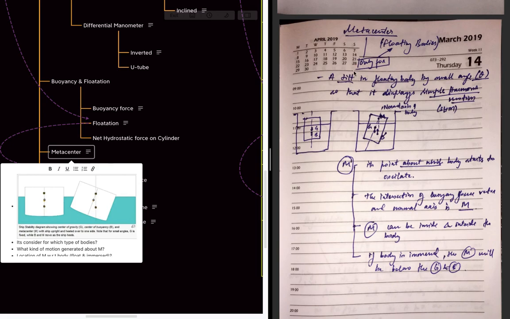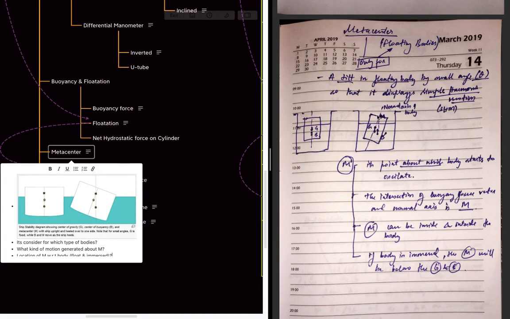So we will discuss what the metacenter is. When there is a small tilt in the floating body by a small angle theta, the body displays simple harmonic motion. That means it swings like this. And the metacenter is a point about which the body starts to oscillate. So if this body is tilted and starts to oscillate, it will oscillate about a point.